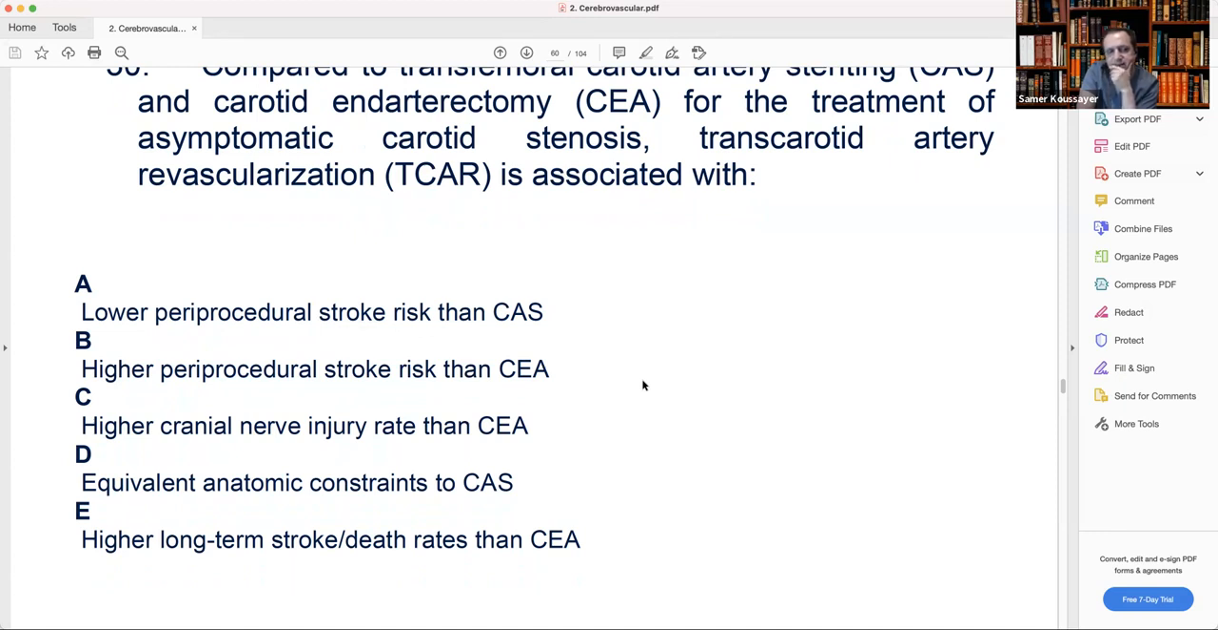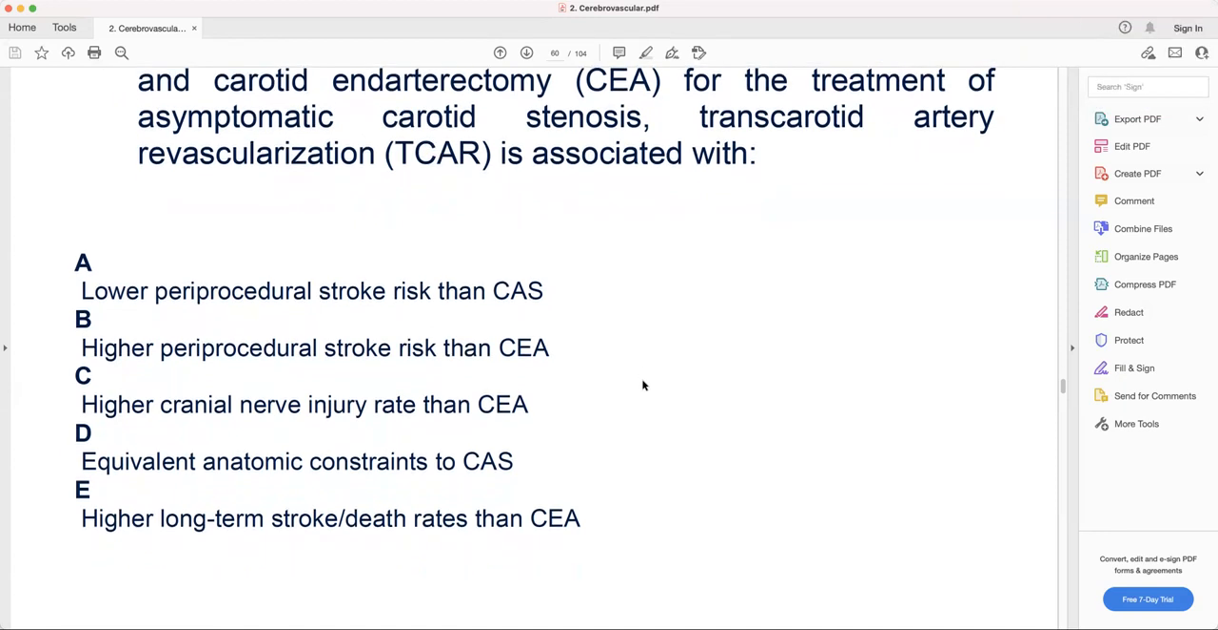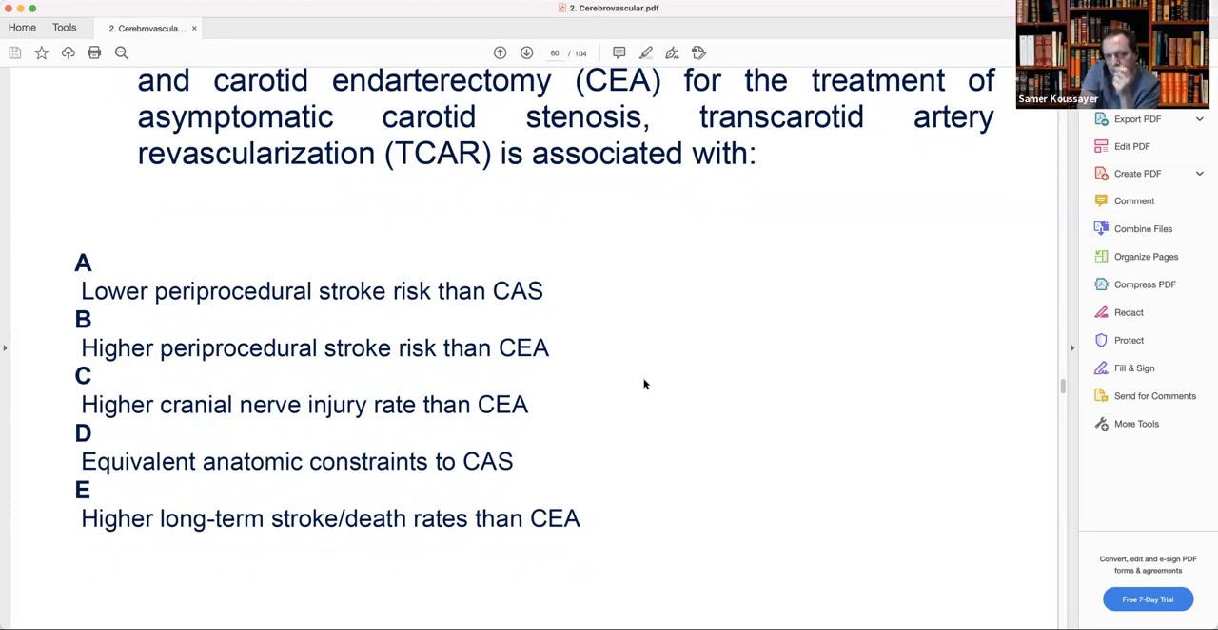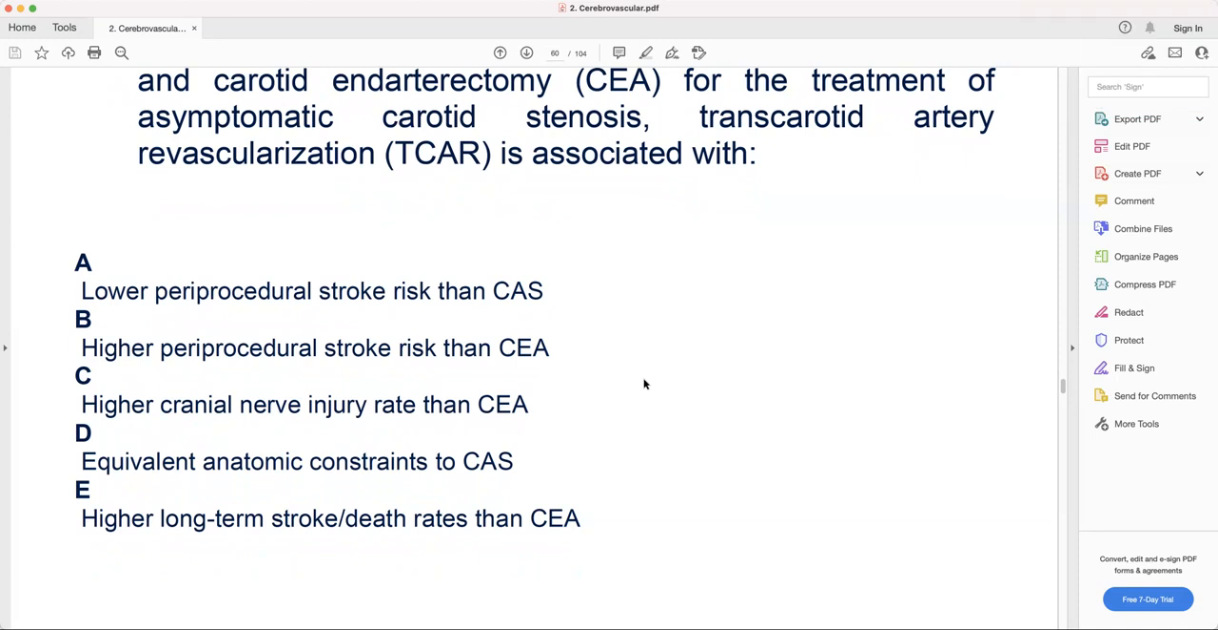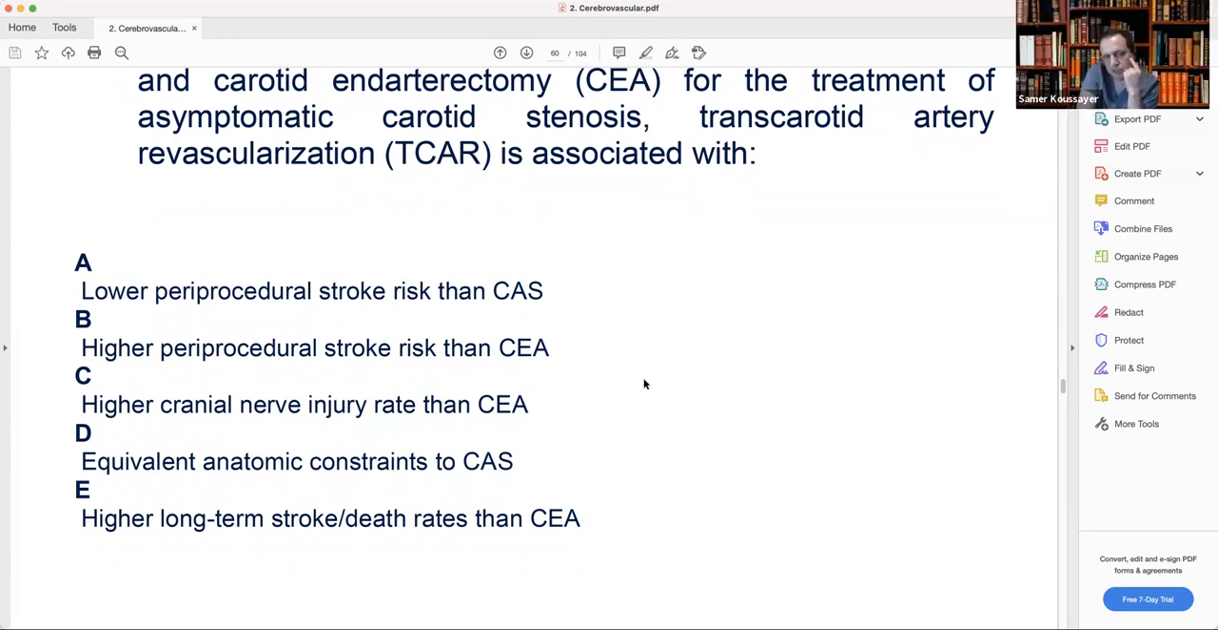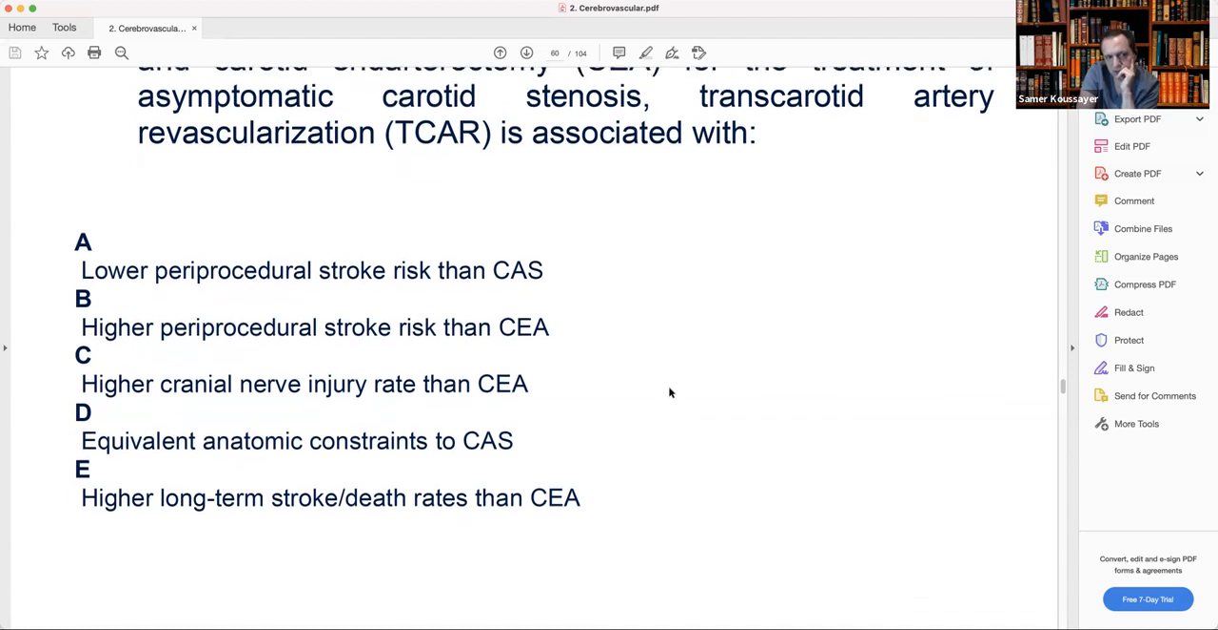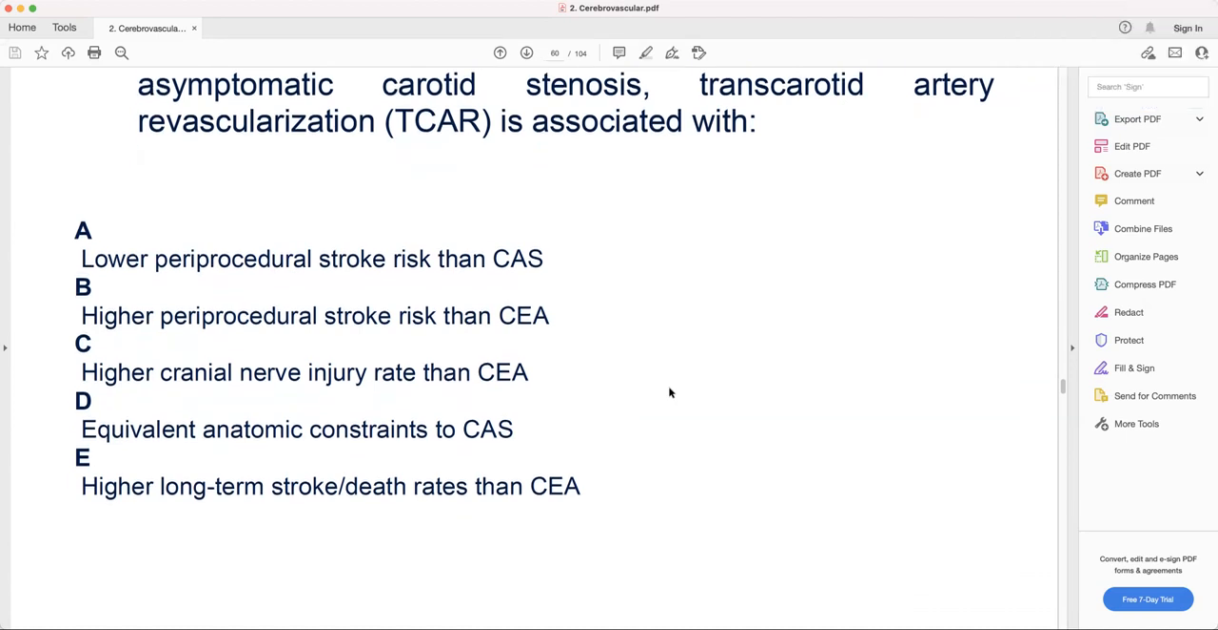Okay. Higher cranial nerve injury rate than carotid endarterectomy? No, it's smaller. You can still get a nerve injury, for example the vagus nerve, because you have to go to the common carotid artery and do a dissection. But it's not like surgery. In surgery, of course, more dissection, more nerve damage. You have the hypoglossal nerve, so it's not higher for sure. No.